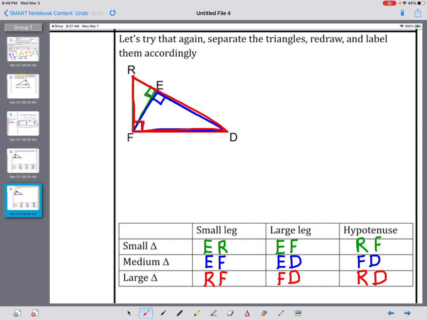All right, so this takes a little bit of practice. If you don't get it on the first shot, don't beat yourself up. We'll be working on this for a couple days. Eventually, we'll start throwing in the numbers.